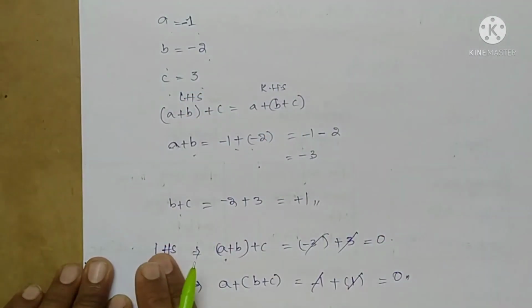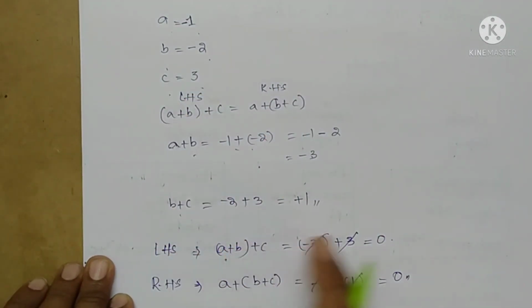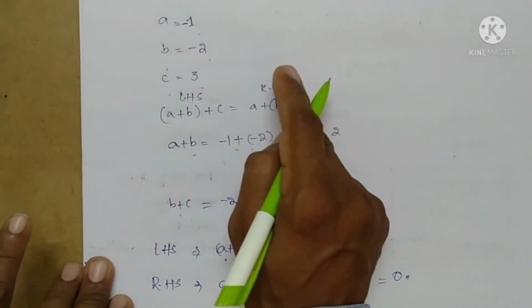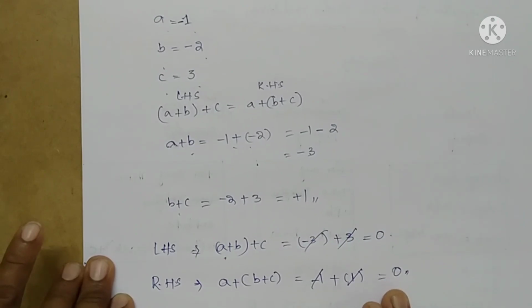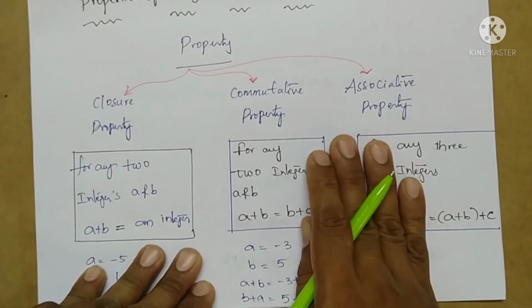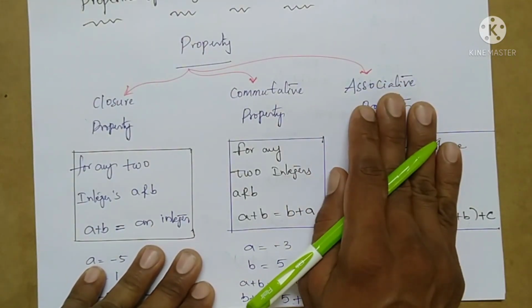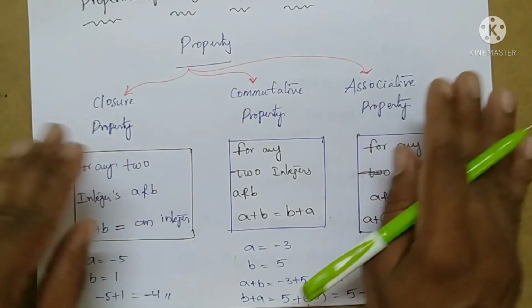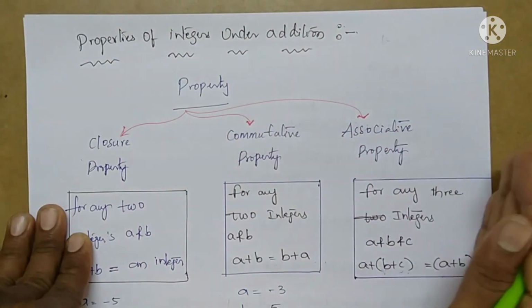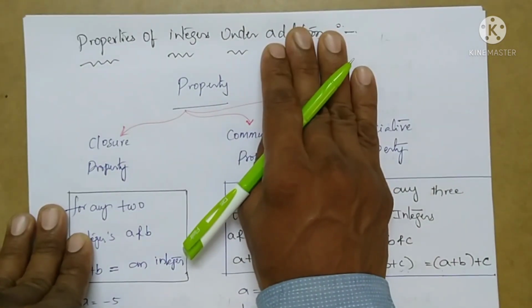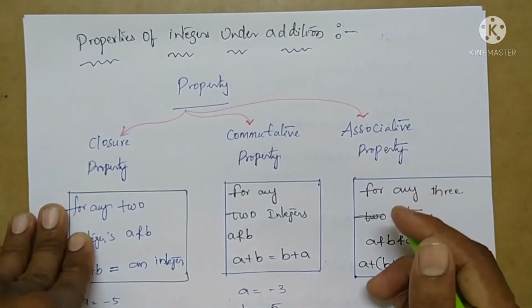So here on the LHS side, a plus b plus c is equal to 0. And on the RHS side, a plus b plus c's result is also 0. So finally we can conclude that the associative property is working for integers under addition. Okay, right.